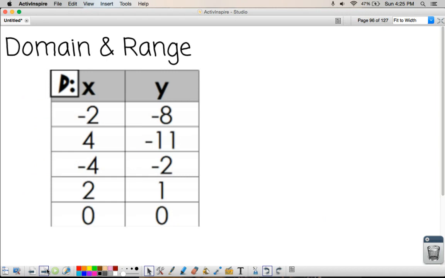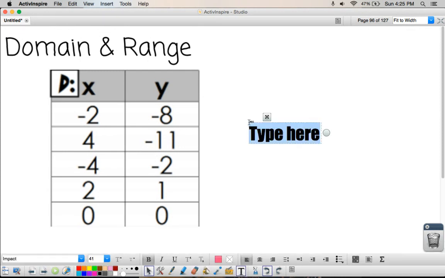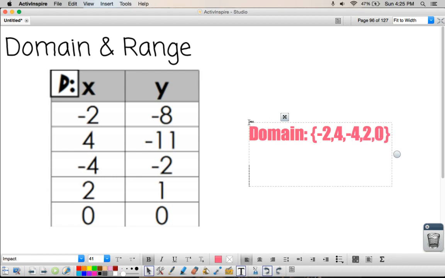So here's just some practice with our domain and range. So my domain here is -2, 4, -4, 2, and 0. My range is -8, -11, -2, 1, and 0.